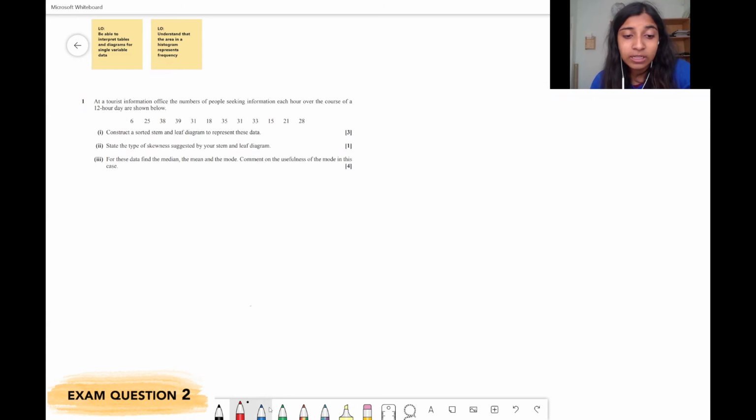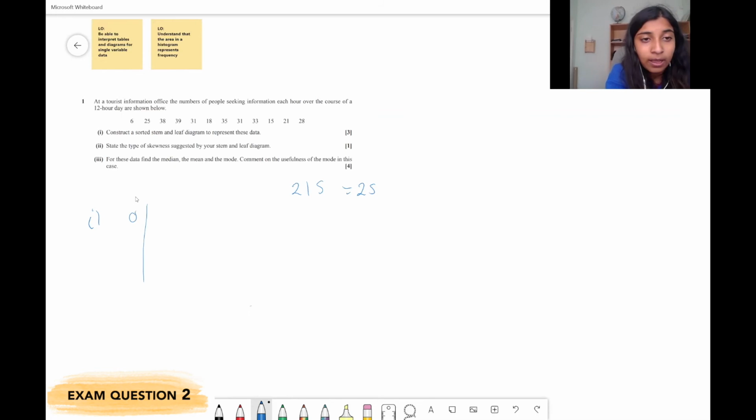To do this, we just want to remember that in a stem and leaf diagram, if we have something like 2 | 5, that is equal to 25. So we want to construct something like this to show all our numbers. We have 0s in the tens, the first value we have is 6, then we have 15 and 18, we have 20s, and we also have 30s. And now we just want to fill this in order.